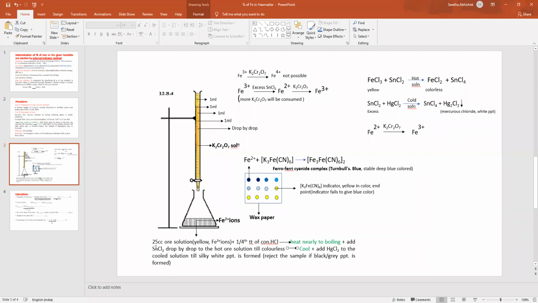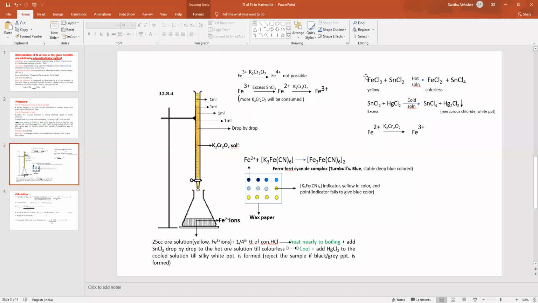Stannous chloride should be added in hot condition only. Therefore, before adding stannous chloride, the reaction mixture is heated. To understand the reaction, just follow this first reaction which I have written here. What does your ore solution consist of? Ferric chloride. Only it is yellow in color.